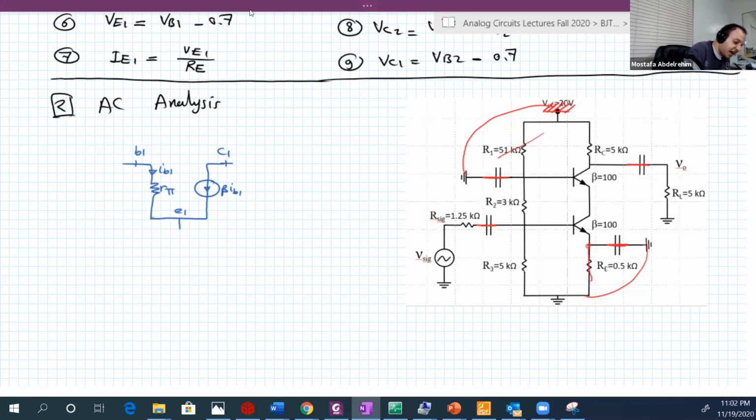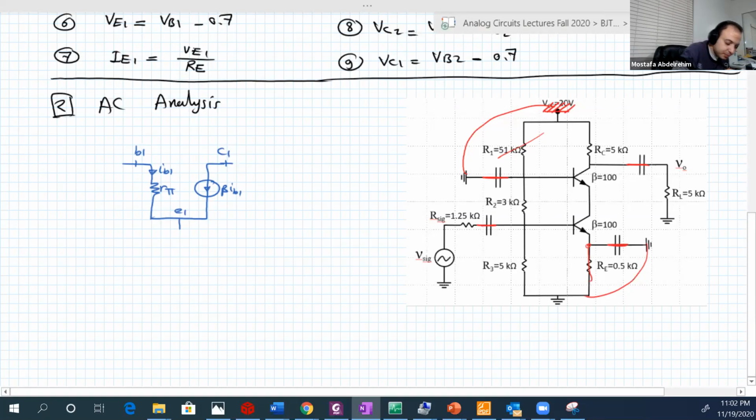The equivalent circuit of the second transistor, let's draw it in green, will be the one for the common base. So for the common base, we put the emitter and the base near the ground here. Base 2, alpha IE.